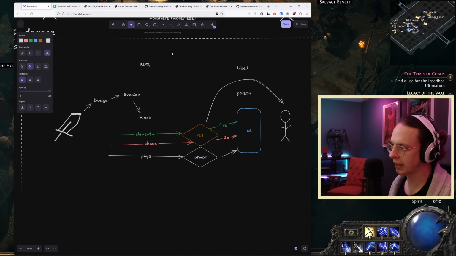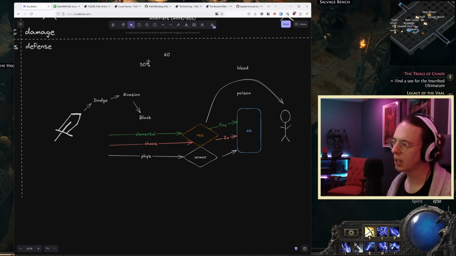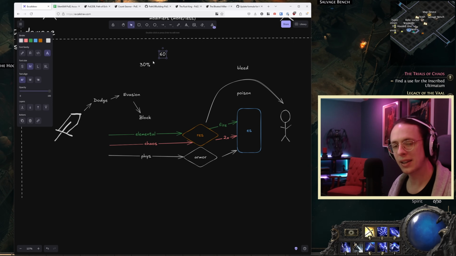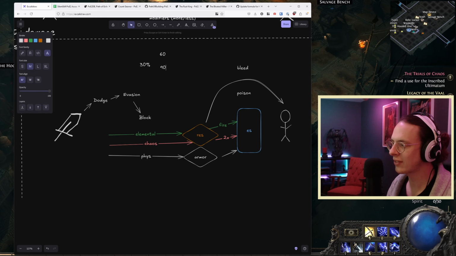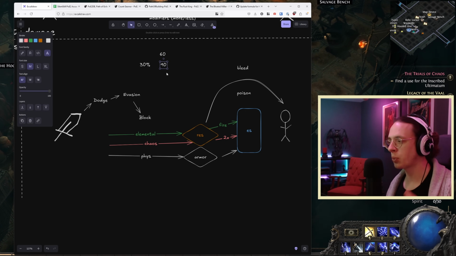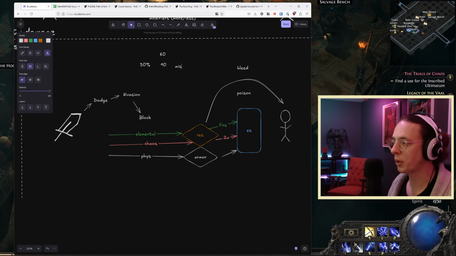So let's say that a 60 is rolled initially. This 30% will be added to the 60 that the game just rolled to give us a 90%. Because this value is less than 100, this initial attack will miss.